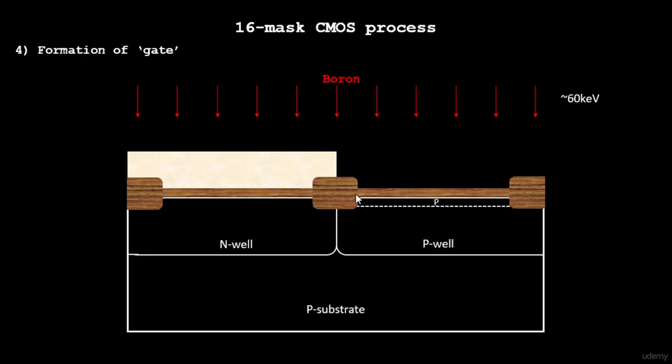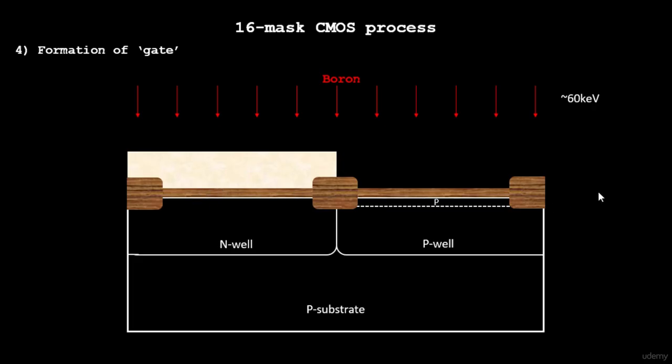For now, we'll just ion implant the boron, which is the positive type material, into the substrate using ion implantation with a high energy of 200 kilo electron volts. Okay, so we'll do a similar step for the N-well as well.